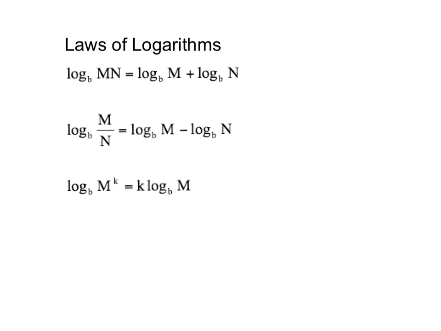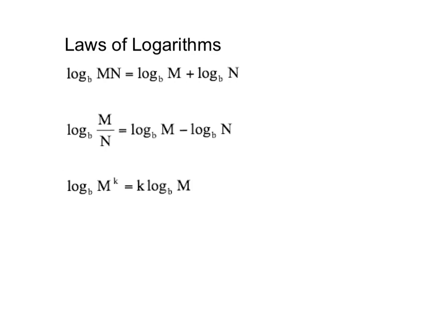We're going to be looking at 3 laws of logarithms. The first law is log base b of m times n being equal to log base b of m plus log base b of n. In other words, a logarithm of a product is equal to a sum of logarithms.